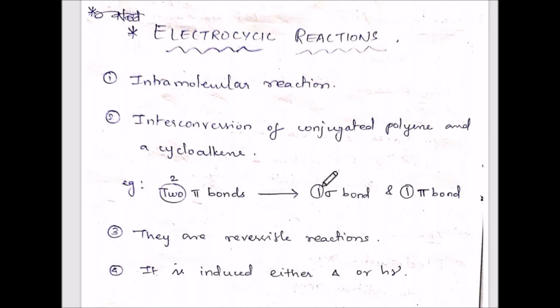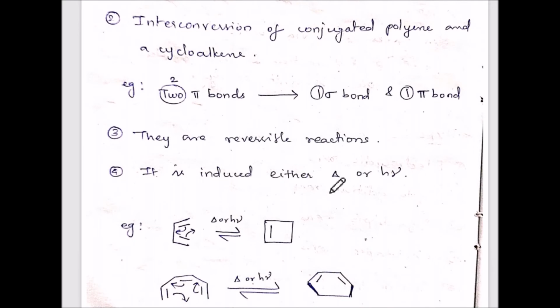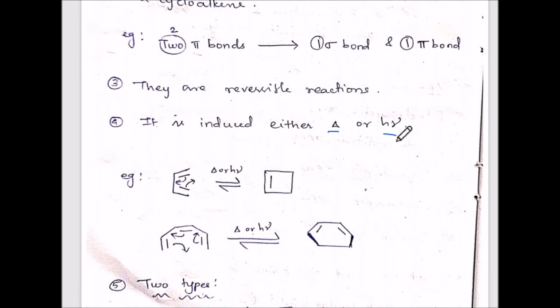So again, your electrocyclic reaction is an intramolecular reaction, and it is a reversible reaction between a conjugated polyene and a cycloalkene. It is induced either by thermal or photochemical condition. So we have two conditions here, right? Thermal or photochemical. So I don't know which should be applied properly, whether thermal condition will make this interconversion or photochemical will. For that we will move on to discuss the frontier molecular orbital concept later.